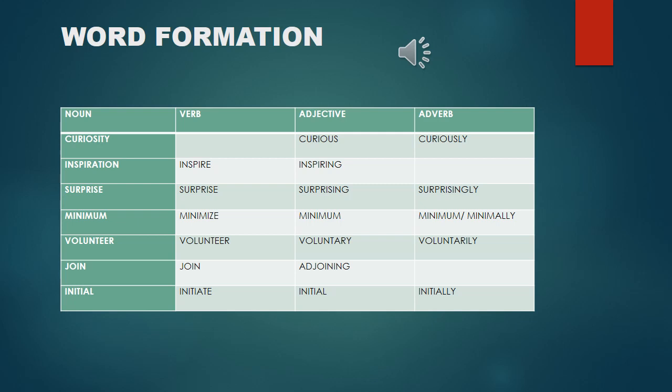So we have here an adjective and an adverb. An adjective form is curious, and we mentioned it before, and curiously is an adverb form. The next question. If the noun is inspiration, then you easily recognize the verb form. It is inspire. And an adjective is inspiring.